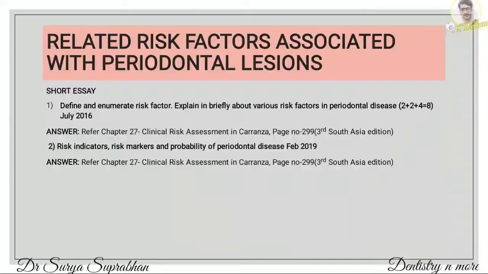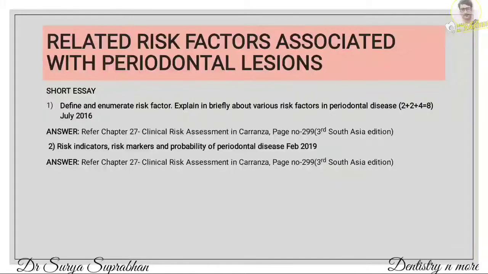In the content you have to write what is a risk factor and enumerate the risk factors, that is first is tobacco or smoking, second is diabetes, third is pathogenic bacteria, fourth is microbial tooth deposits, and you have to write at least 3 to 4 lines about each of them since this is a short essay.